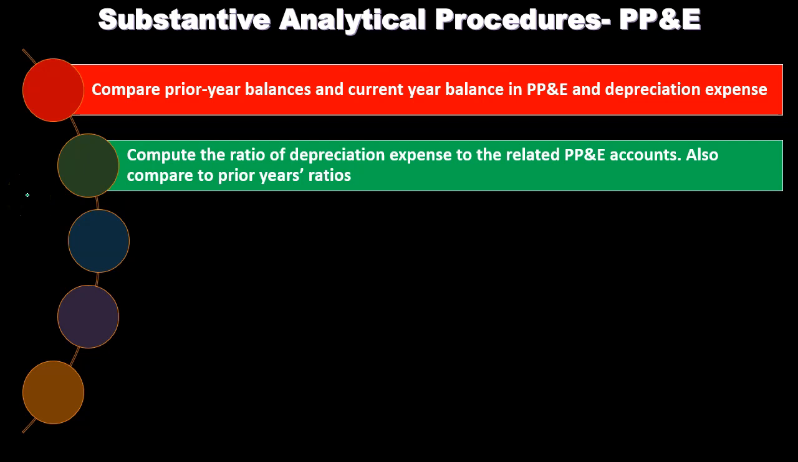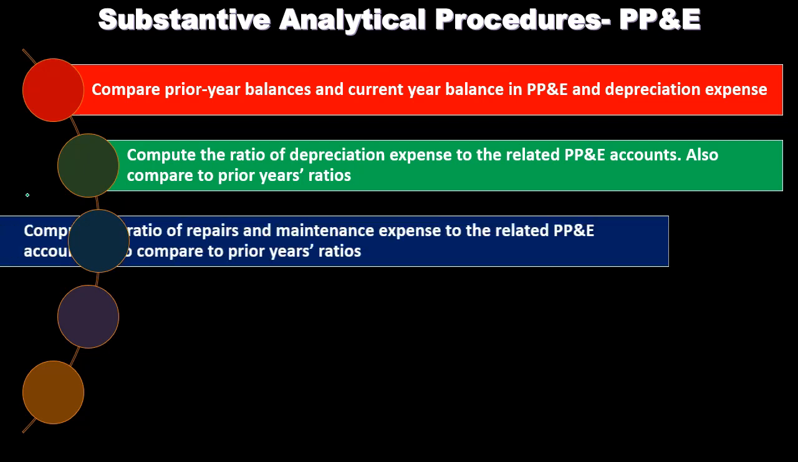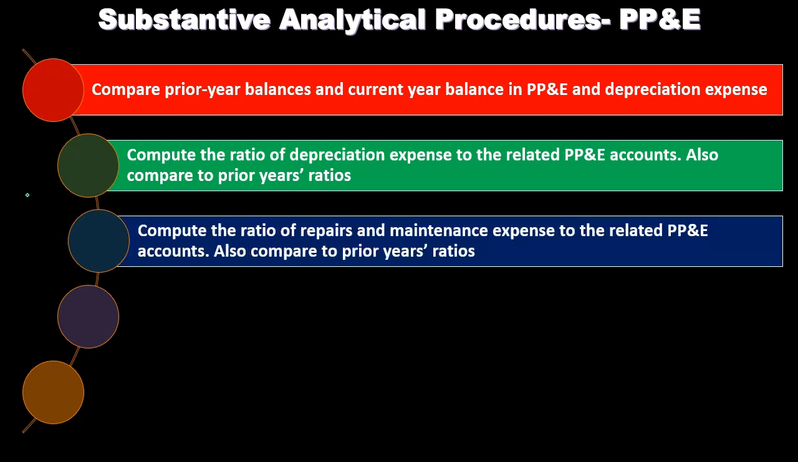Then we can compute the ratio of depreciation expense to the related PP&E, property, plant, and equipment account. So depreciation expense to PP&E, and compare to the prior year's ratios as well. So we can do that ratio analysis and compare our results to prior year.